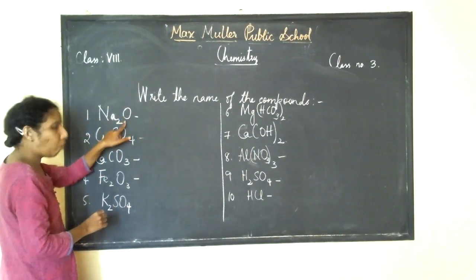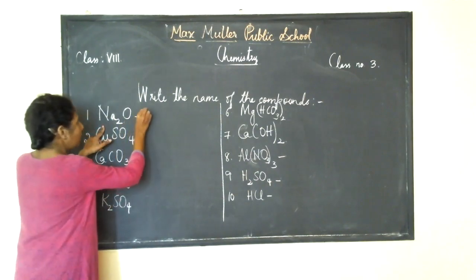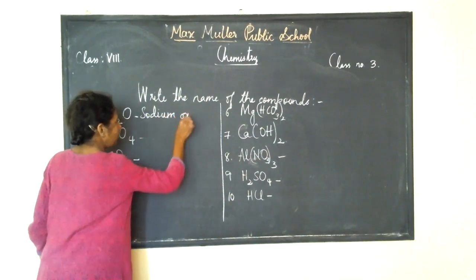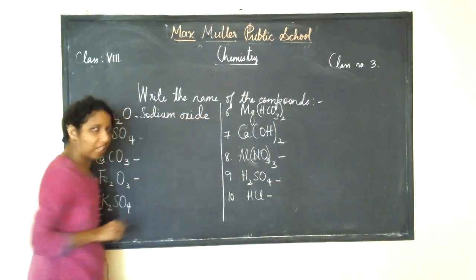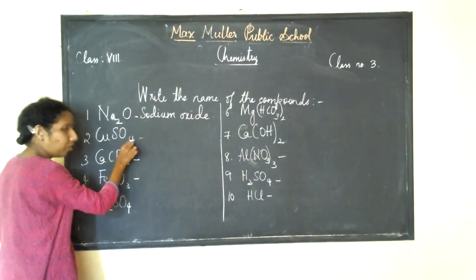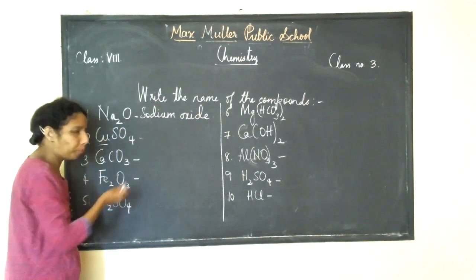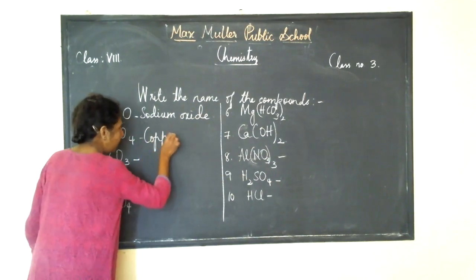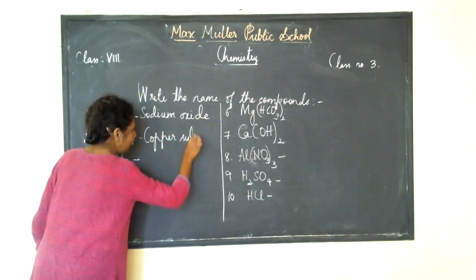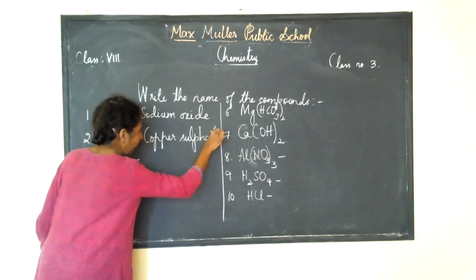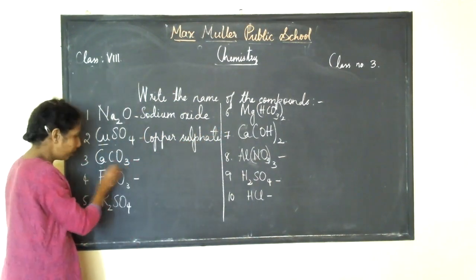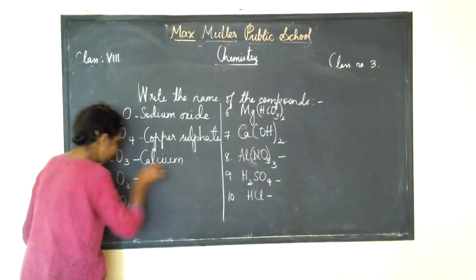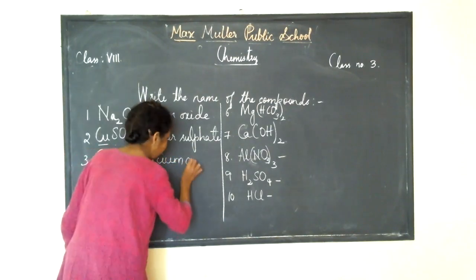Na2O. Na2O means oxide. Sodium oxide. CuSO4. Cu means copper. SO4 sulfate. Copper sulfate. Right? CaCO3. Ca calcium carbonate.